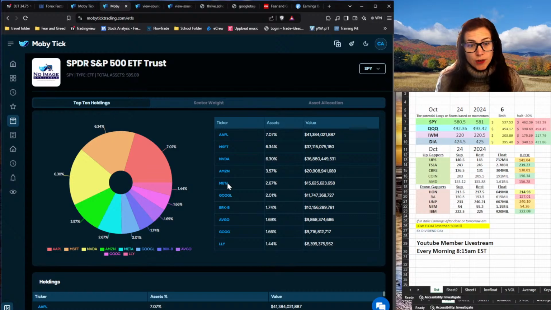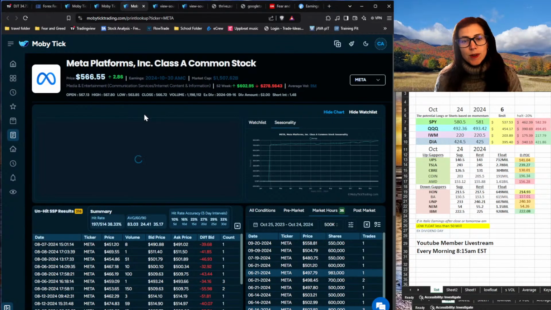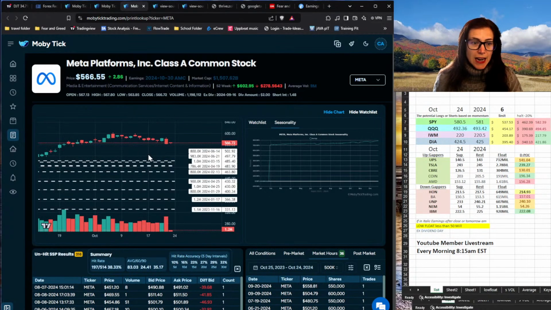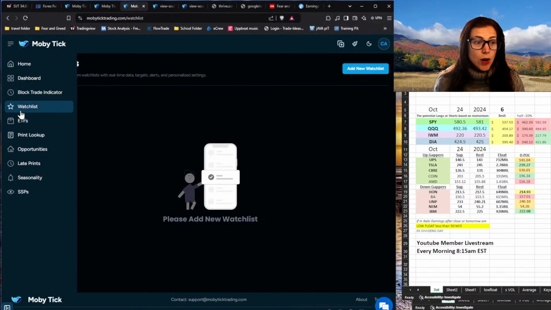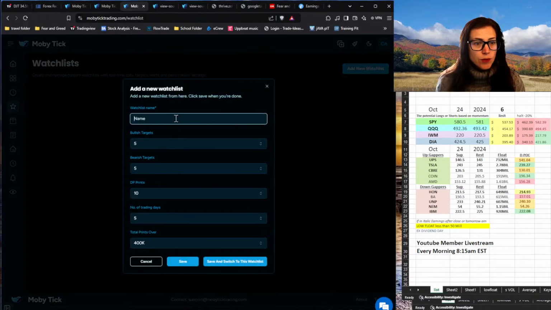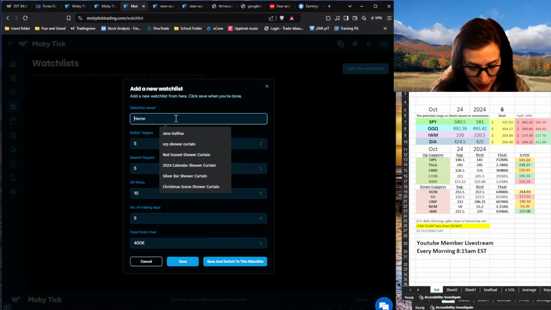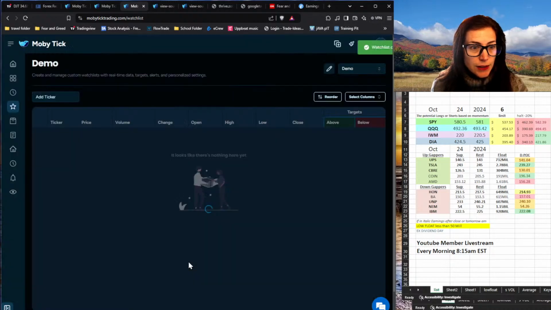Let's click on it right here. We can see a lot of times that if we have a large holding that has a lot of trades above it or below it, it could affect that ETF, right? Let's go into our watch list. So we're going to create a watch list. Let's call this example. Let's do demo. How about that? All right, let's save.